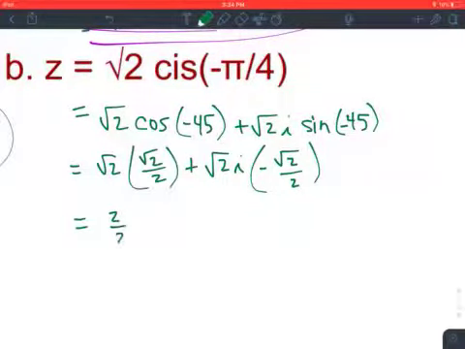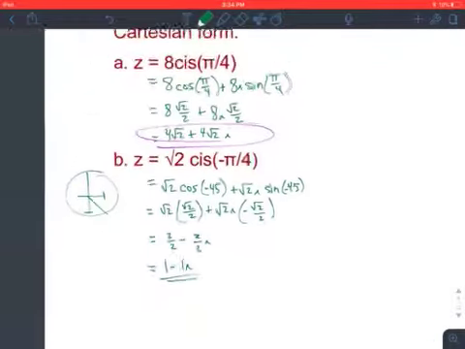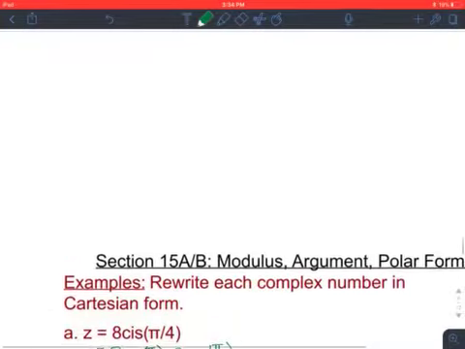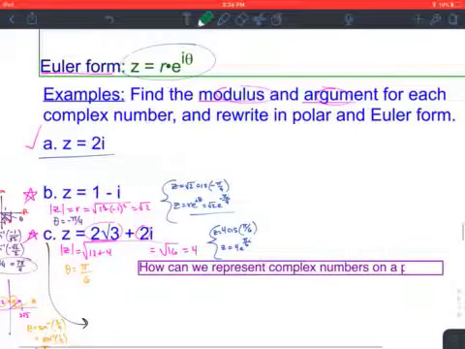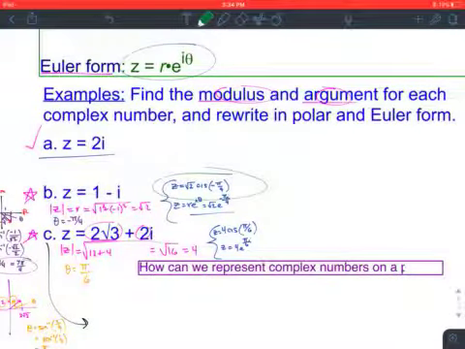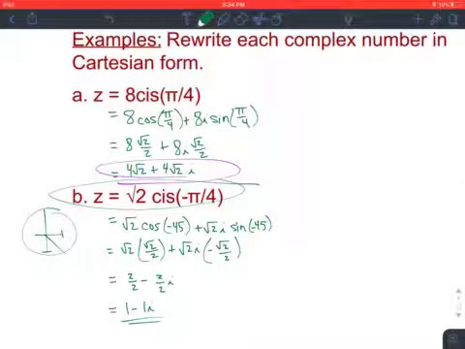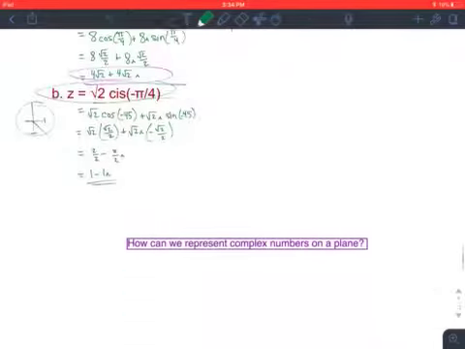So you get 2 over 2 minus 2 over 2i, or 1 minus 1i. And if you'll notice, b here is the same thing as b here, and it should be the same: square root of 2 CIS negative pi over 4, square root of 2 CIS negative pi over 4. Yep, we're good.